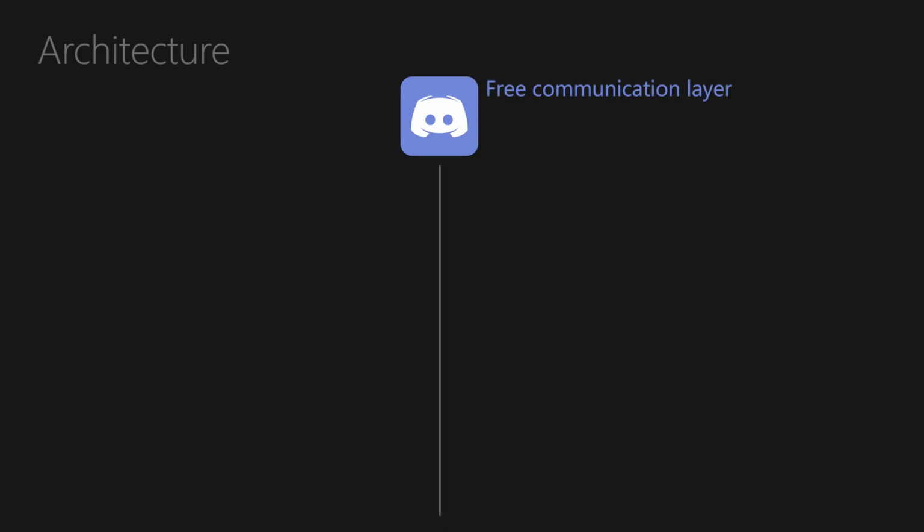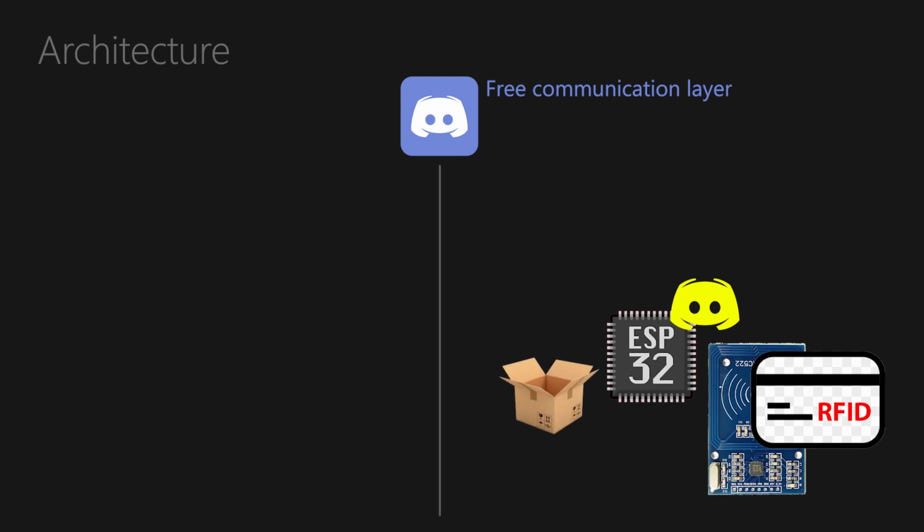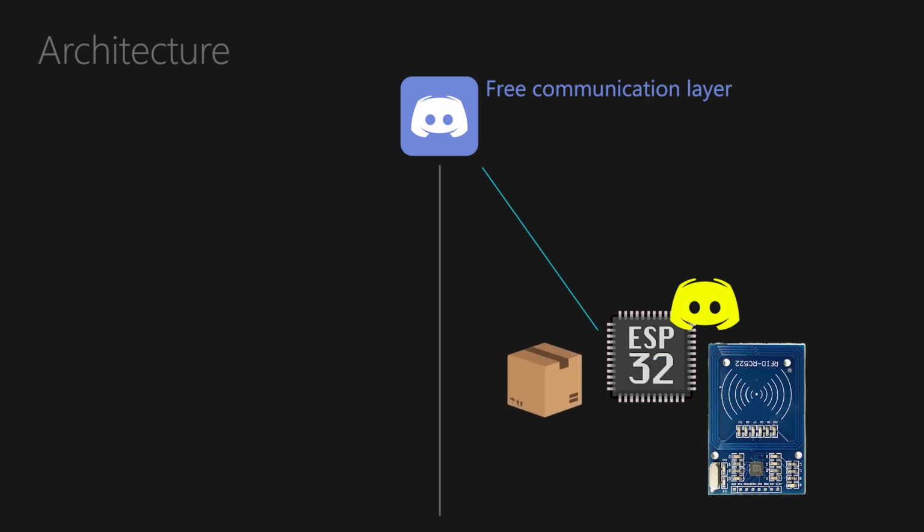On one side of the communication is a Discord bot living in the ESP32 device, which has an attached MFRC522 RFID module. On every detected RFID tag, the ESP32 will serialize the tag into an appropriate package, and by using the Discord bot, send that package to the Discord server into a specific channel.